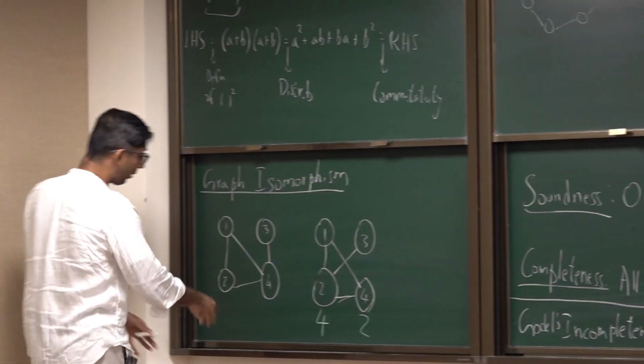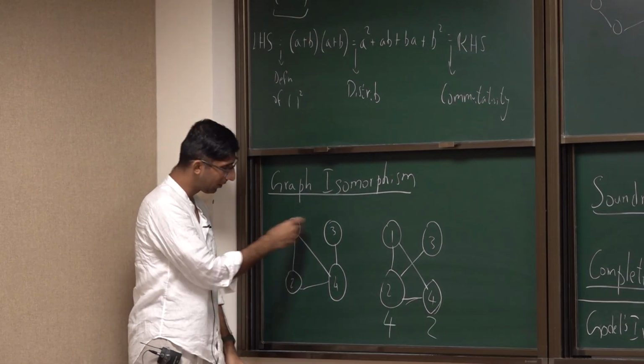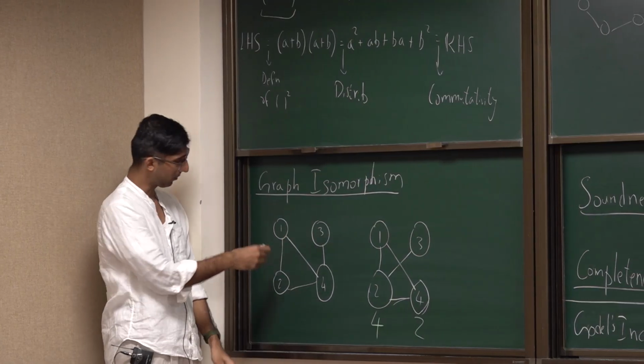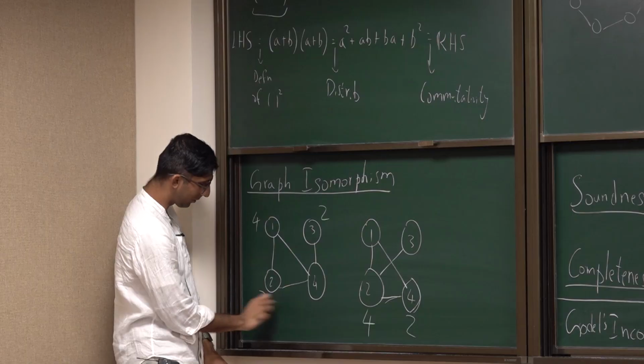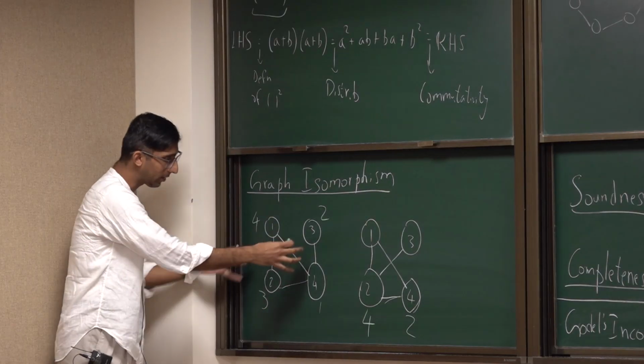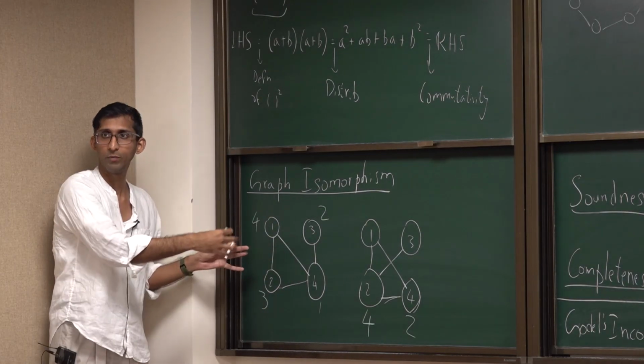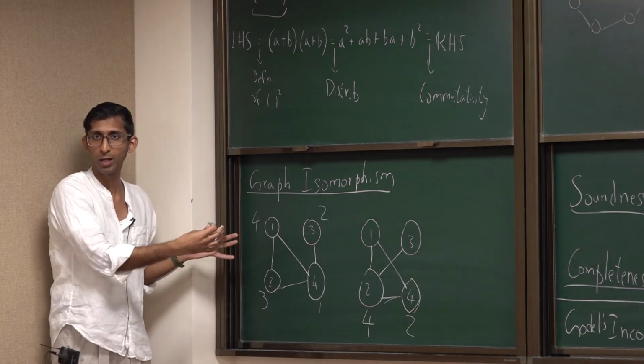Instead of 1, 2, 3, 4, I will pick for each of these some random thing, without repetitions, of course. So maybe I'll change this to a 4, this to a 2, a 3, and 1. So I will pick a random permutation of the labels. A random relabeling is how I will refer to it.